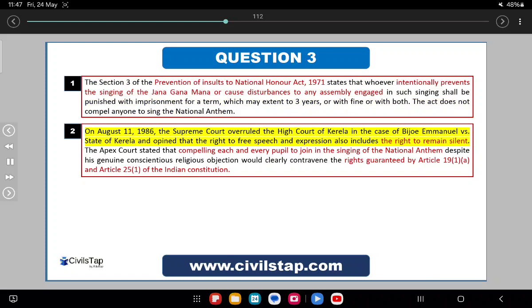On August 11, 1986, the Supreme Court overruled the High Court of Kerala in the case of Bijoe Emmanuel vs. State of Kerala and opined that the right to free speech and expression also includes the right to remain silent. The apex court stated that compelling each and every pupil to join in the singing of the national anthem despite his genuine conscientious religious objection would clearly contravene the rights guaranteed by Article 19(1) and Article 25(1) of the Indian Constitution.